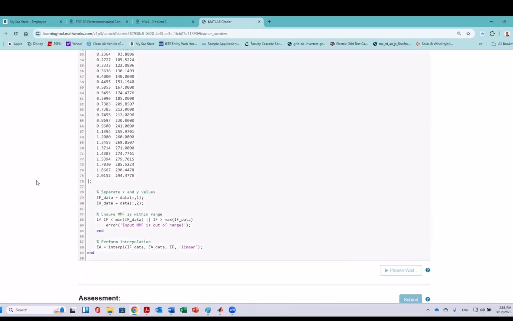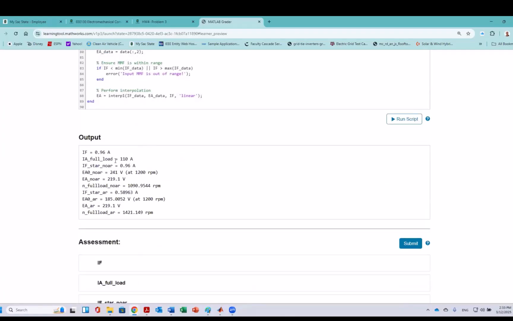Shall we run the script? Okay, so let's take a look to see if the answers make sense. This is your IF, IA at full load, and IF star when there is no armature reaction with respect to the case when there is armature reaction. So you can see that IF has reduced. This makes sense. EA0 when there was no armature reaction versus the time that there is armature reaction, that also makes sense. So EA in both cases should be the same.